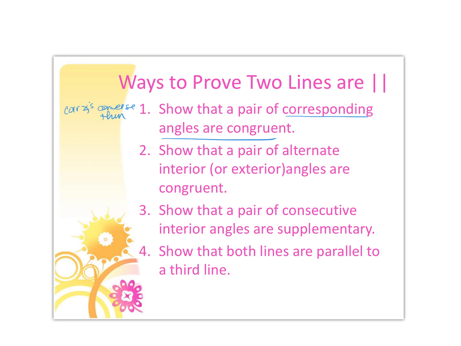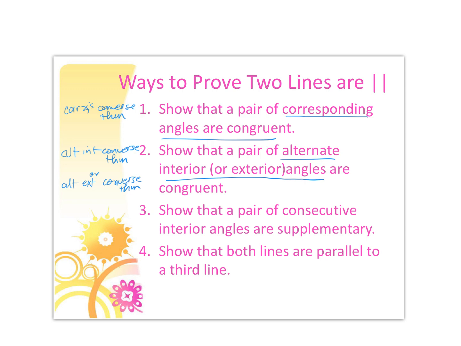The second one, I can show that a pair of alternate interior or alternate exterior angles are congruent. So this would be the alternate interior converse theorem or alternate exterior converse theorem. Again, it depends on if I'm given interiors or exteriors.